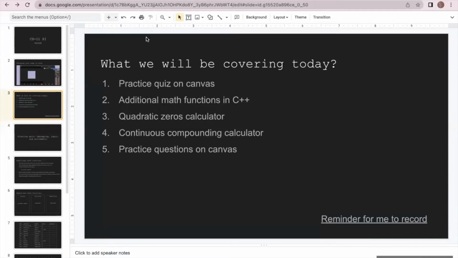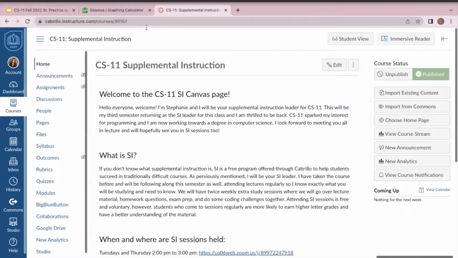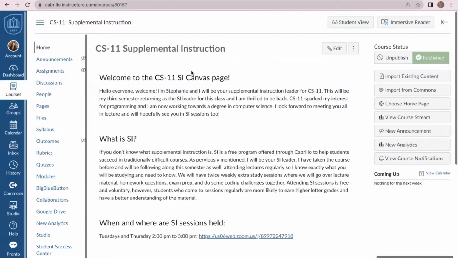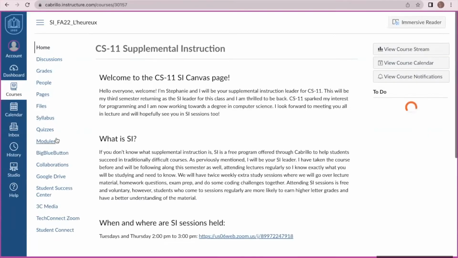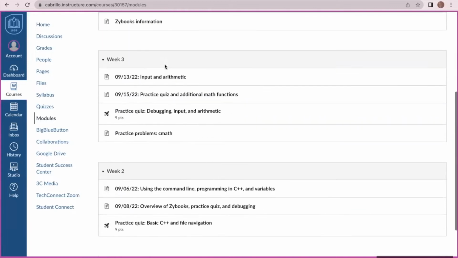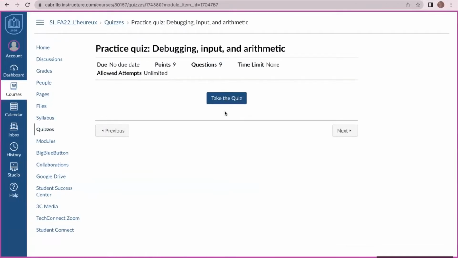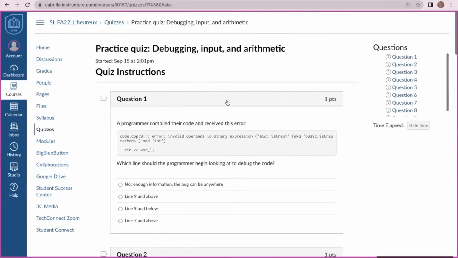All right, so starting off with our practice quiz, this is available on the SI Canvas page, so you could follow along with me if you'd like, or you can just type the answers in chat or both. So I'm going to go ahead and go over to modules. This quiz is ungraded as usual, completely optional. Under week 3, I have this one, debugging input and arithmetic. So let's go ahead and start that.